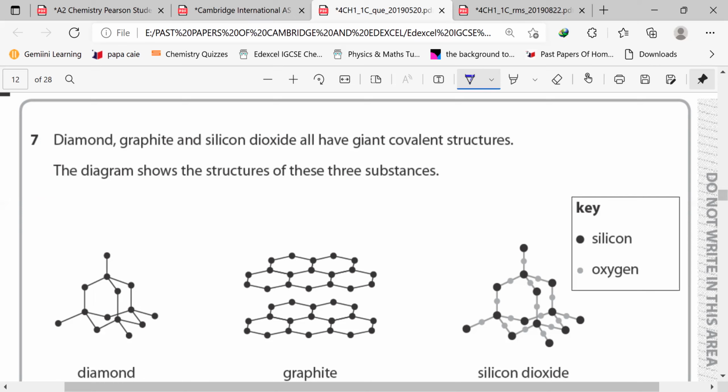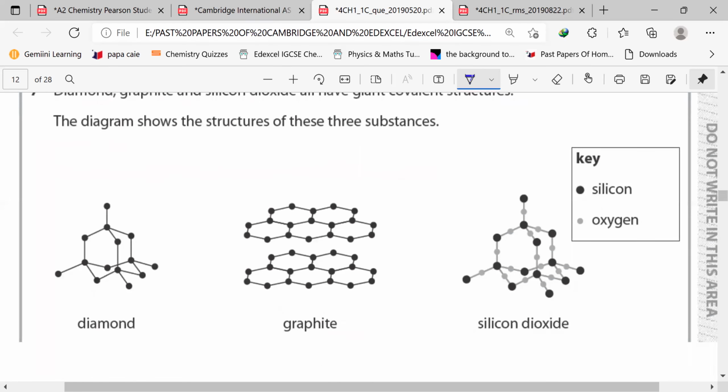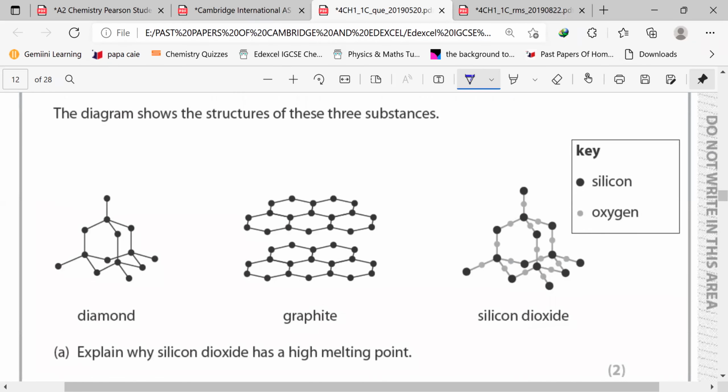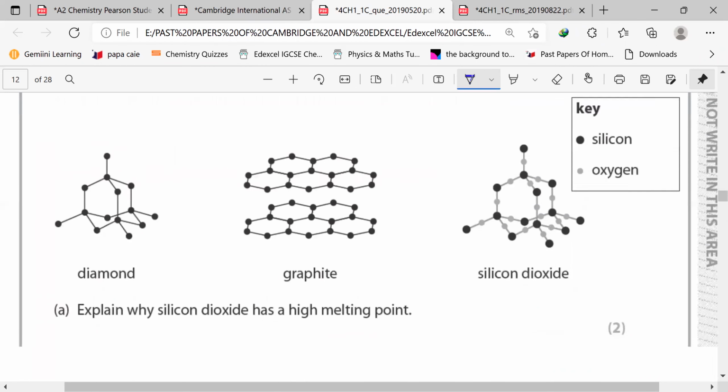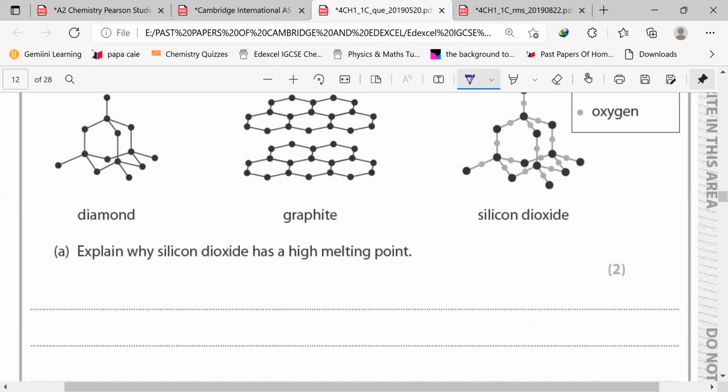Diamond, graphite and silicon dioxide all have giant covalent structures. The diagram shows the structures of these three substances. Explain why silicon dioxide has a high melting point. That would be because there are ionic bonds between the silicon. 2 marks. Ionic? Ionic bond? Wait a second.